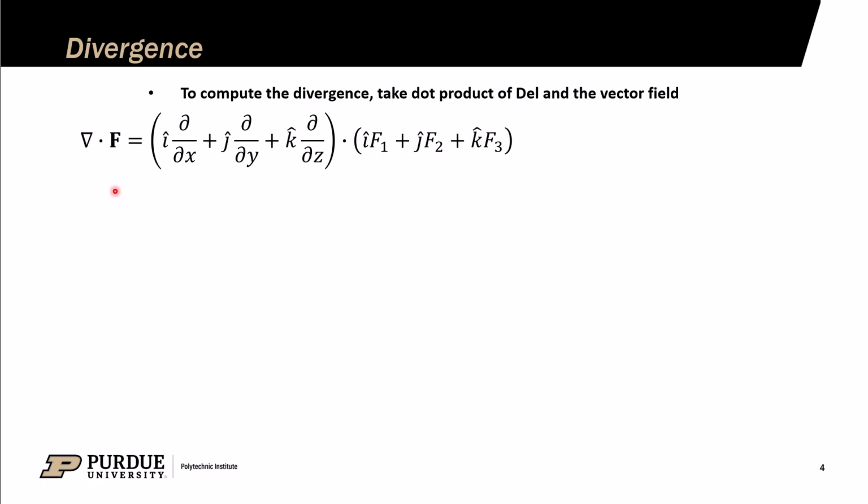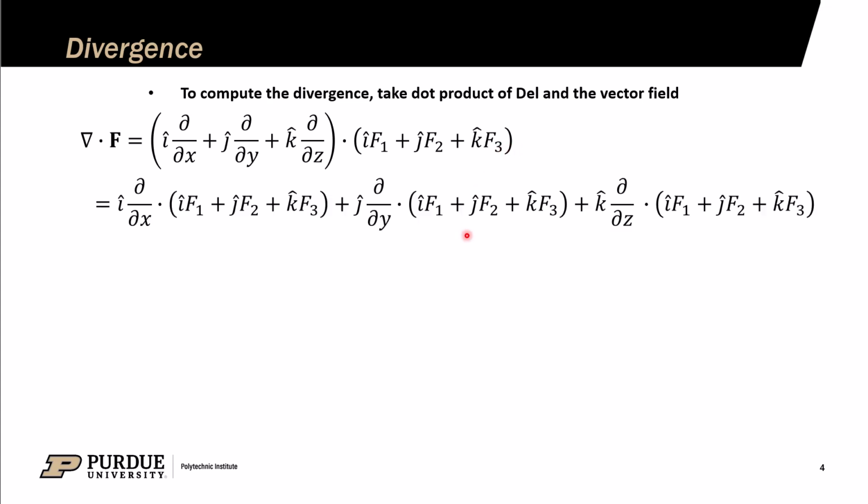The next vector operation to cover with our del operator is called the divergence. To compute the divergence, take the dot product of del and the vector field. So I've expanded del out here, and the vector field f I've expanded out. And again, just like we did with dot product, we can dot each term with one another. So my unit vector i and partial with respect to x is going to be dotted into each of the 3 components of the f vector. Same thing with j partial with respect to y and k partial with respect to z.